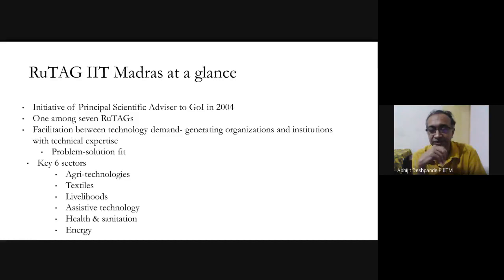So our range of activities has not been limited to developing, designing and thinking of a solution. We have gone to the next stage of implementing it with the user.